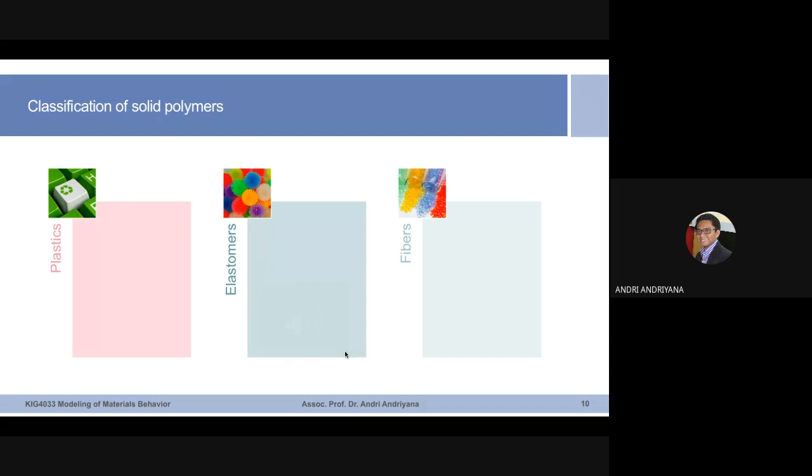Now, let's have a look at classifications of solid polymers. Polymers can be in the form of liquid or polymeric melt. We are focusing here, as mechanical engineers, on solid polymers, which means polymers that are in a solid state.